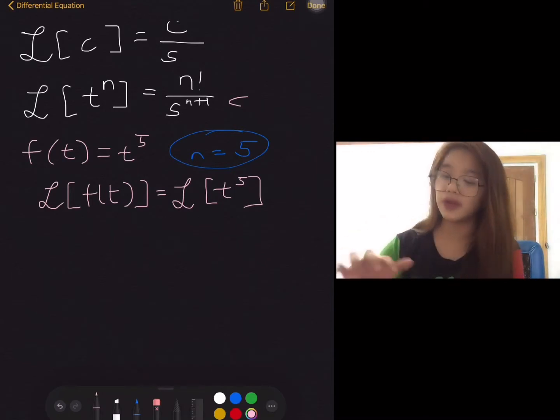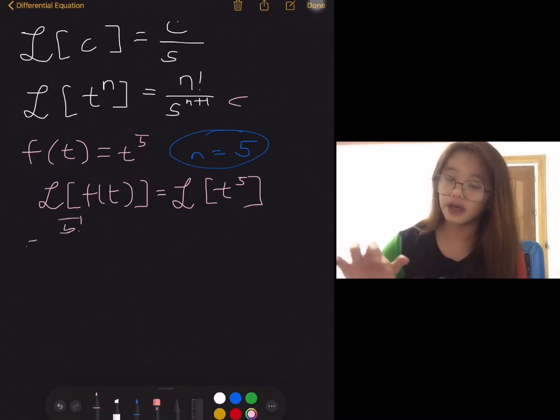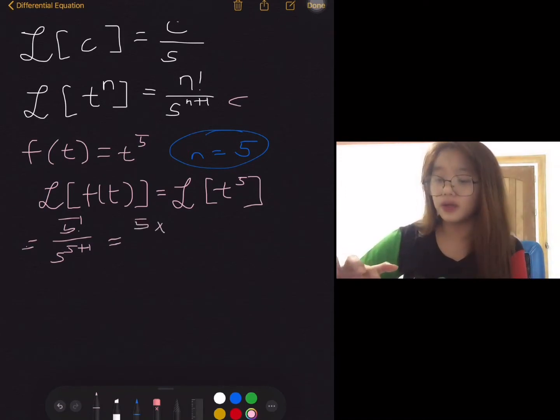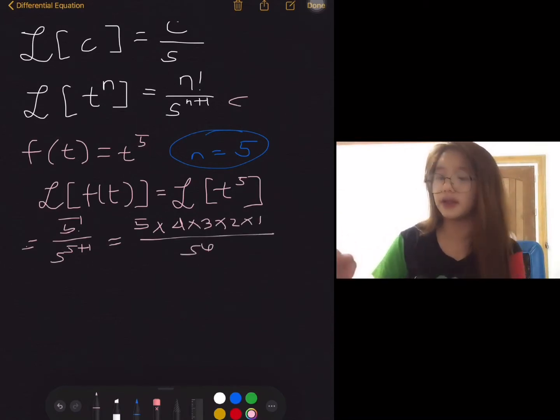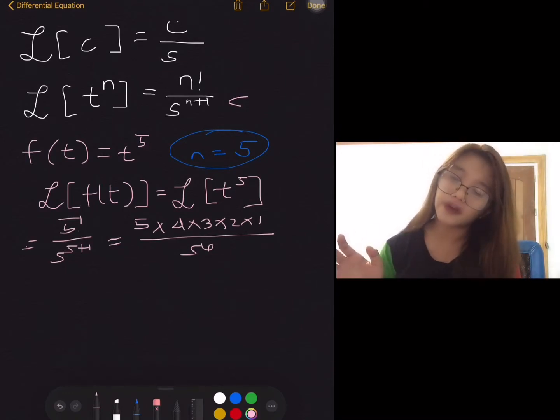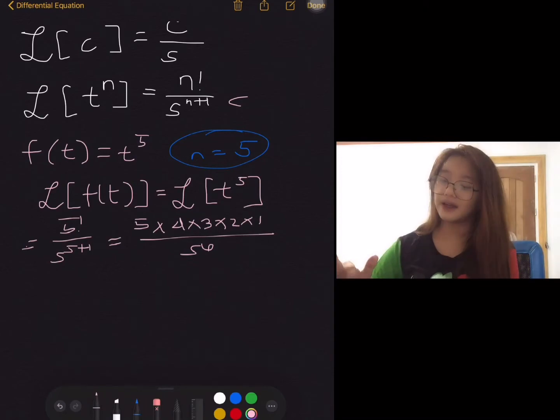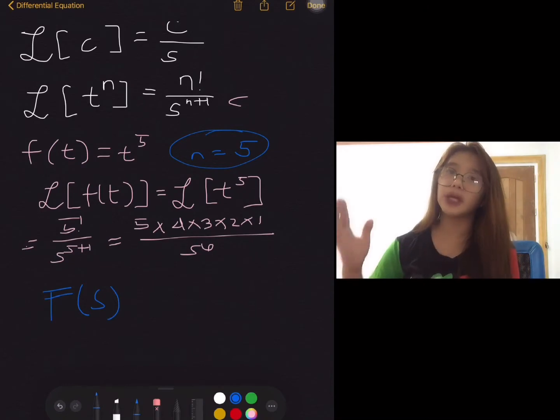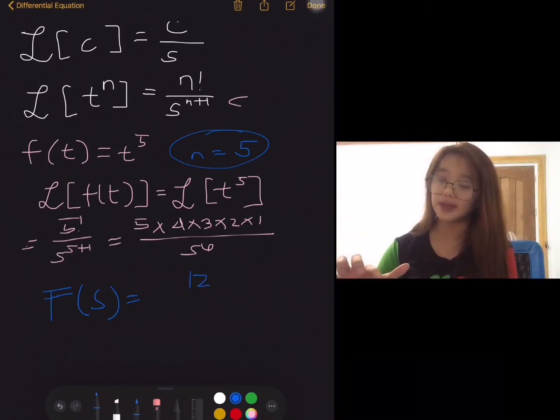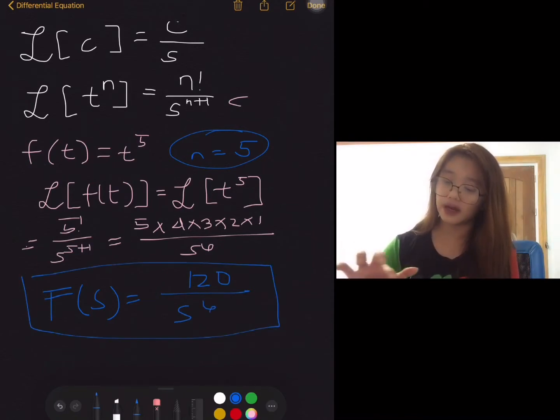Substituting the values, we will have 5 factorial over s raised to 5 plus 1. 5 factorial is equal to 5 times 4 times 3 times 2 times 1 over s raised to 6. Let me write it directly. So the Laplace transform of f of t is F of s. And 5 times 4 times 3 times 2 times 1 is equal to 120 over s to the 6. This will be our final answer.